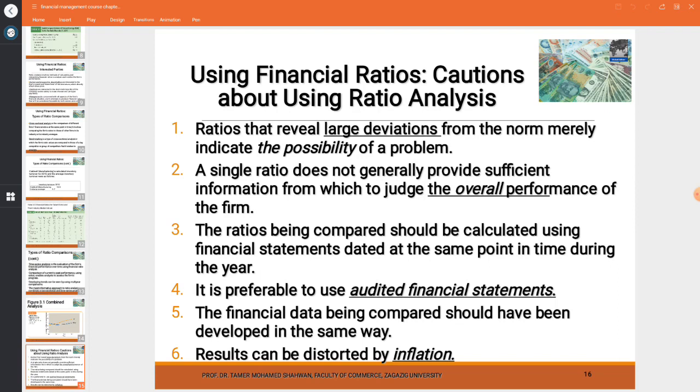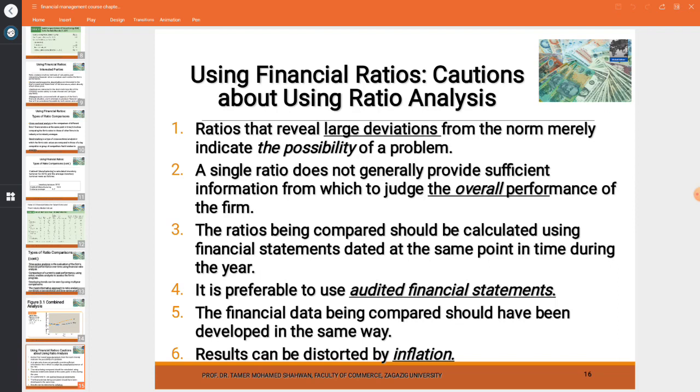It is not good to compare the ratio of a specific firm in 2009 with the ratio of another firm in 2010. If you are comparing two different firms, it's preferred to use the same point in time, because this gives you more accurate information.